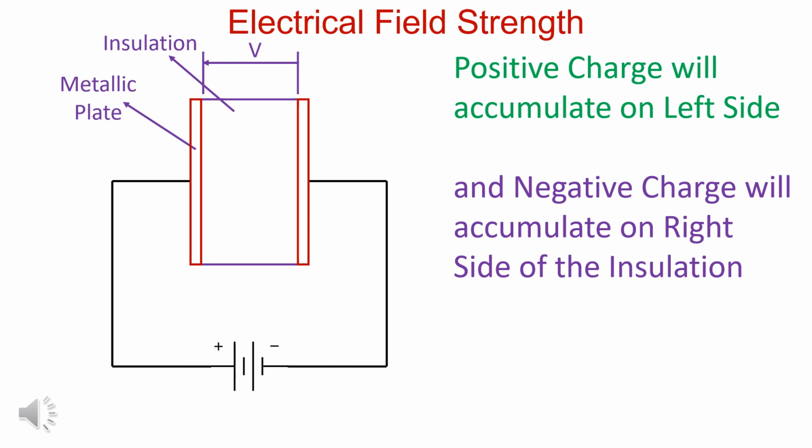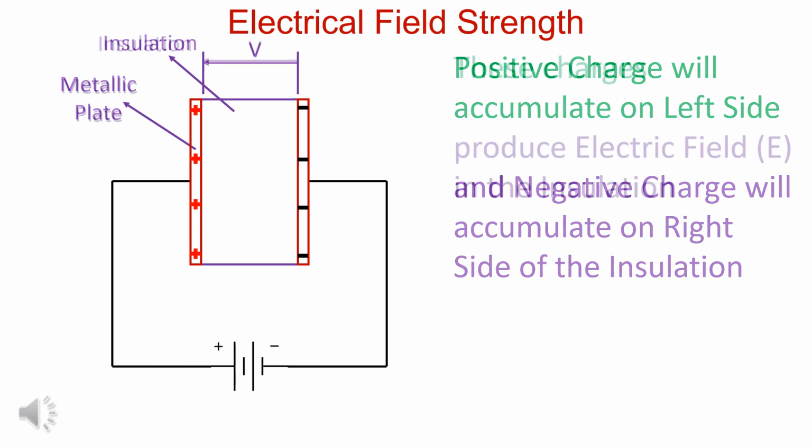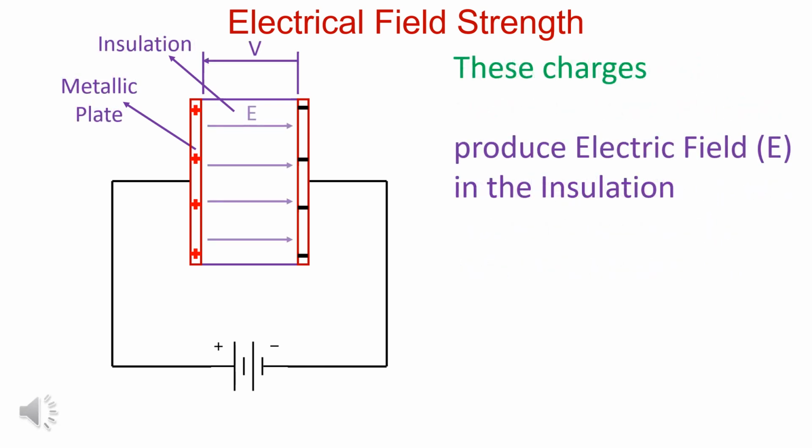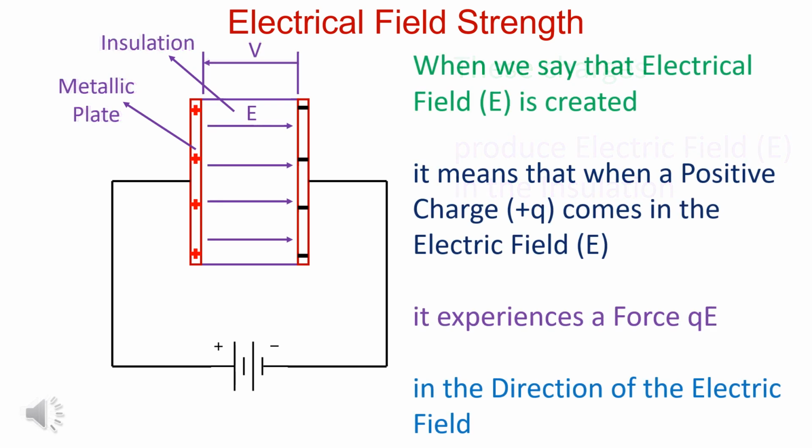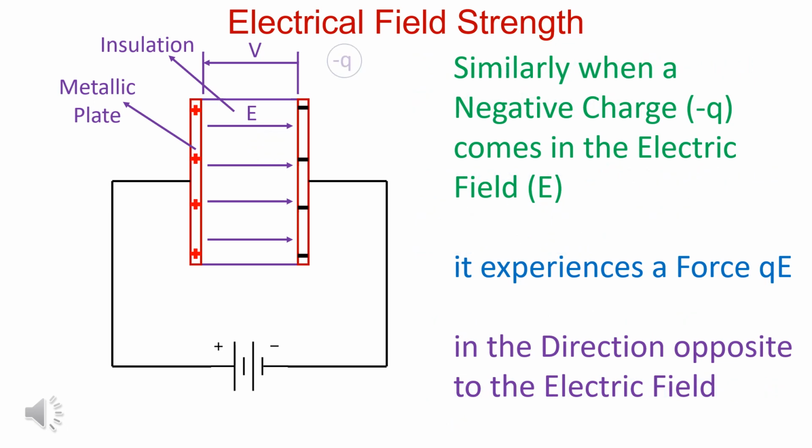Due to the applied voltage, positive charge is created on one side and a negative charge on the other side. Electric field E is produced due to these charges. Electric field means that a force QE is experienced by a positive charge Q in the direction of the field. Similarly, a negative charge minus Q experiences a force QE opposite to the direction of the electric field.